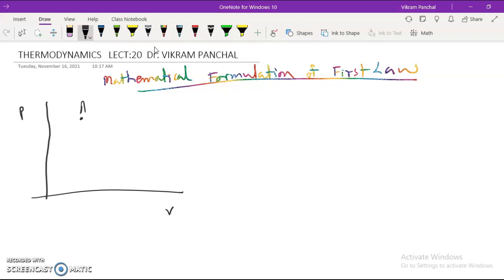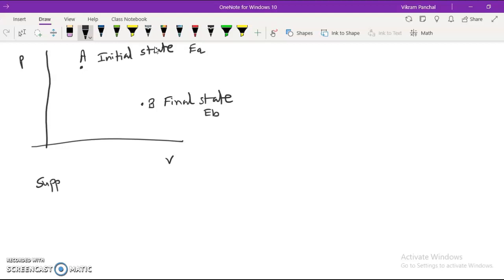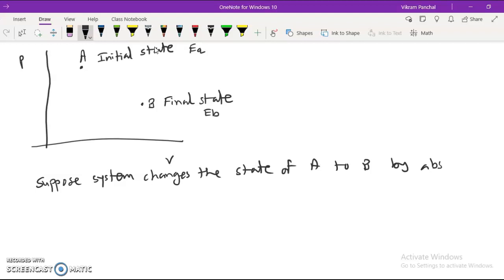Suppose A is the initial state, and its internal energy is say EA, and finally we reach somewhere. This is B, the final state, and the internal energy of this may be EB. Okay, so suppose the system changes the state from A to B by absorbing a quantity of heat Q.